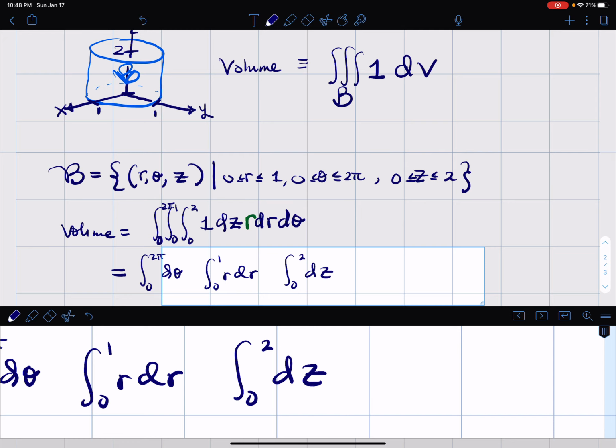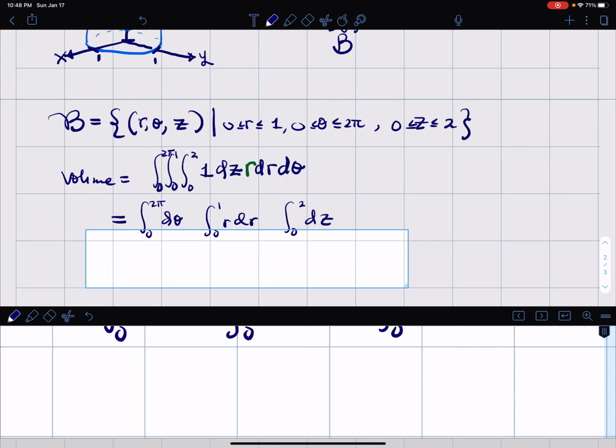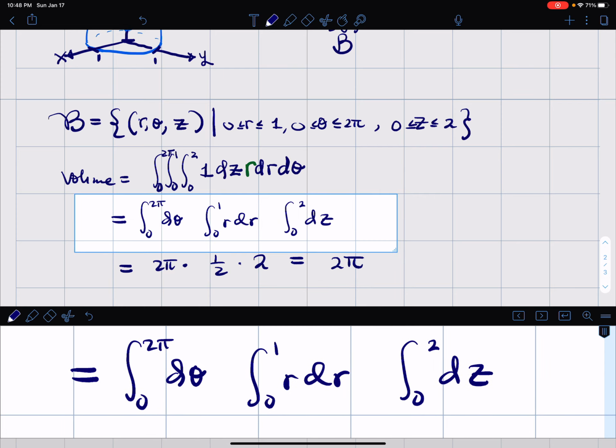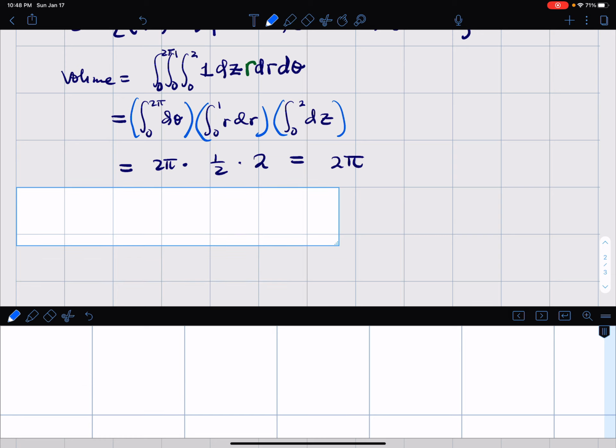Okay? So compute each of these integrals. This gives me 2 pi, this gives me 1/2, this gives me 2. So my answer is actually 2 pi. Okay, so try it yourself, solve each of them, solve this, and solve that, and multiply it together.